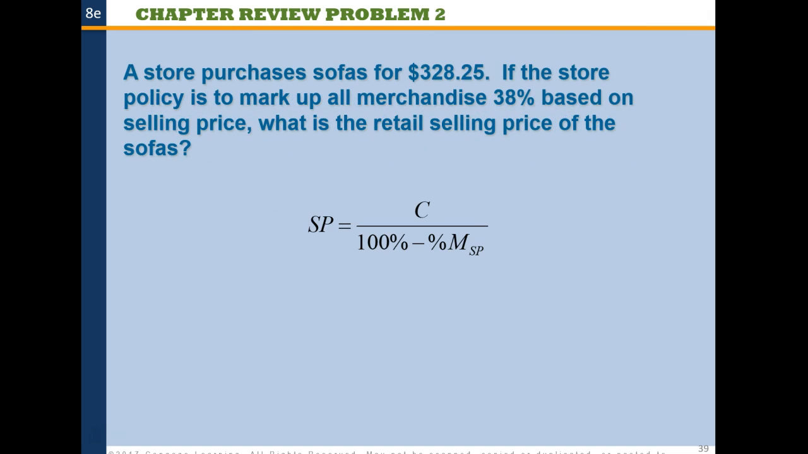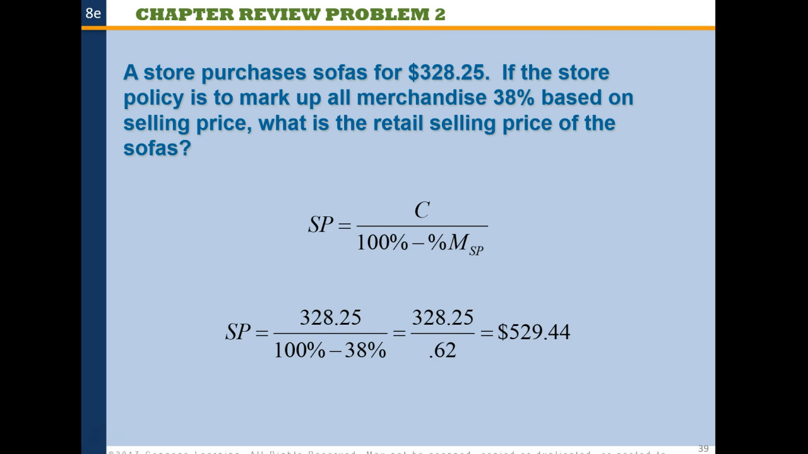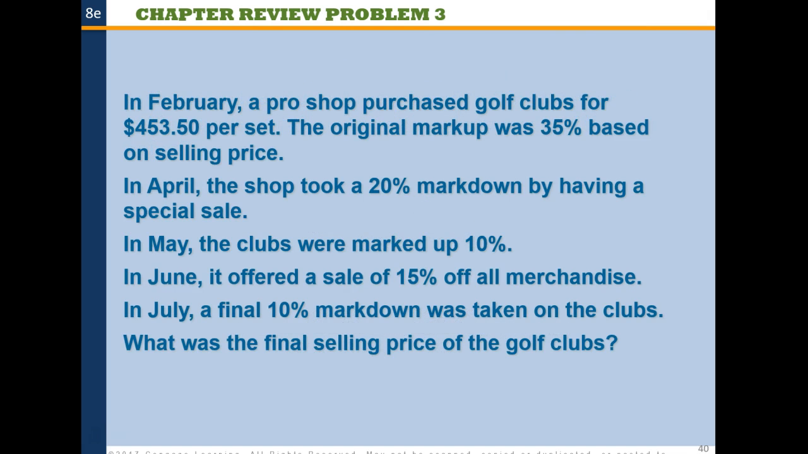A store purchases sofas for $328.25. If the store policy is to mark up all merchandise 38% based on selling price, what is the retail selling price of the sofas? We do cost divided by 100% minus the percent markup. We get $529.44.